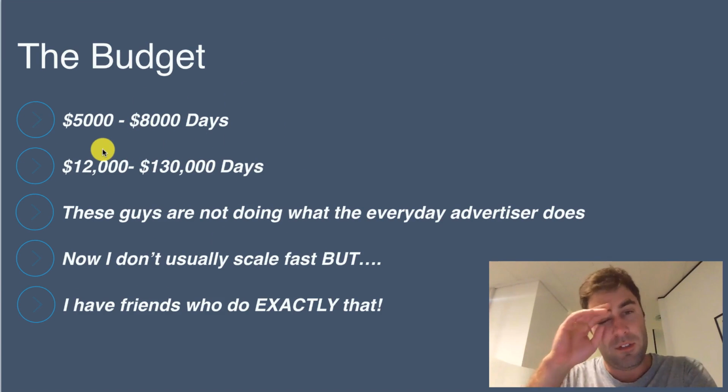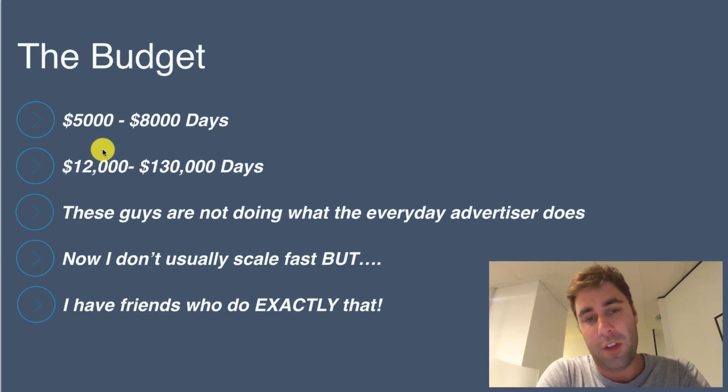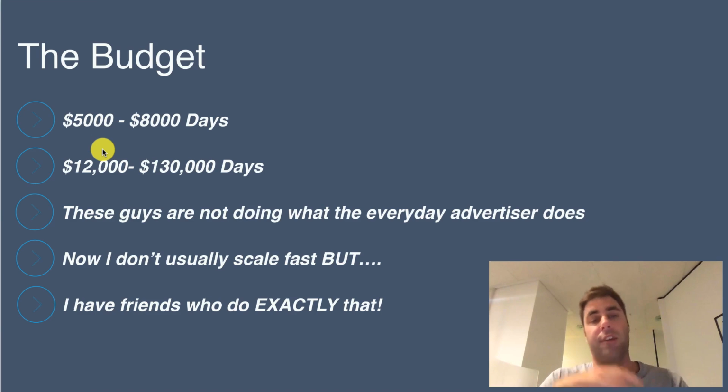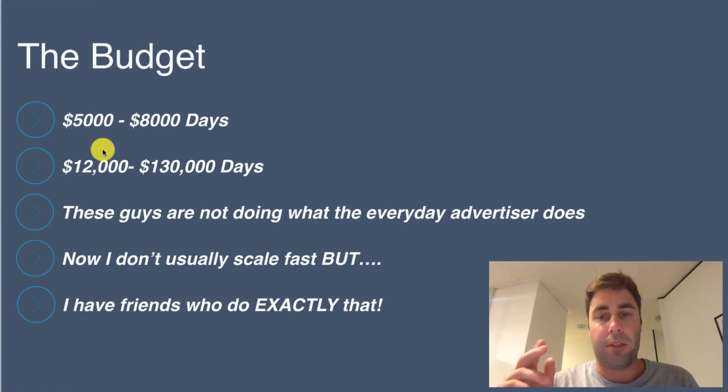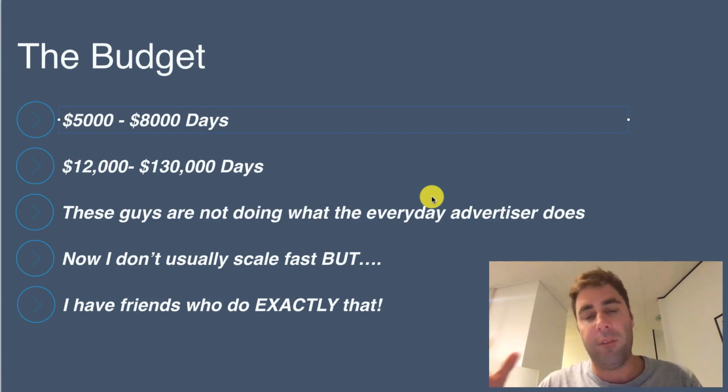These are two examples I've seen recently on some Facebook groups. One of them was someone who said they scaled from $5,000 a day to 8,000, and someone else said they scaled from 12,000 to 130,000 a day. And then we also have people that scale from 0 to a million, 0 to 100,000, 0 to 20,000, whatever. But I'm using these two examples so we can calculate out some math for you, right? These guys are not what the everyday advertiser is doing.